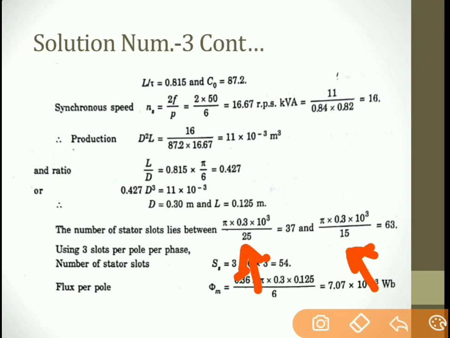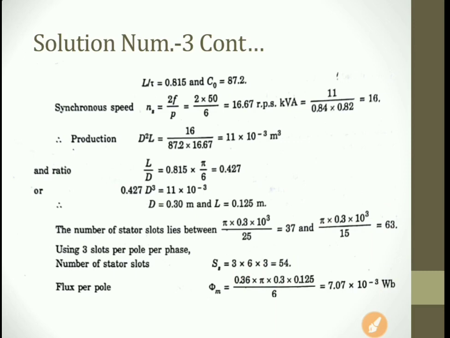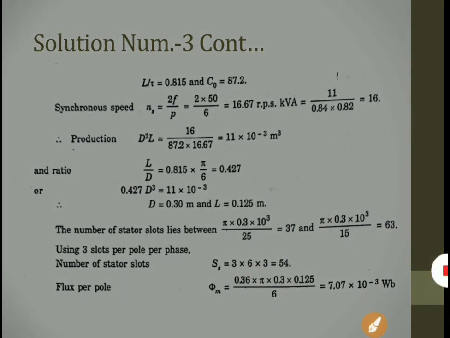So if we consider these two values, number of stator slots, those values will be either 37 or 63. Number of stator slots are calculated as either 37 or 63. Which value has to be considered? I will tell you.